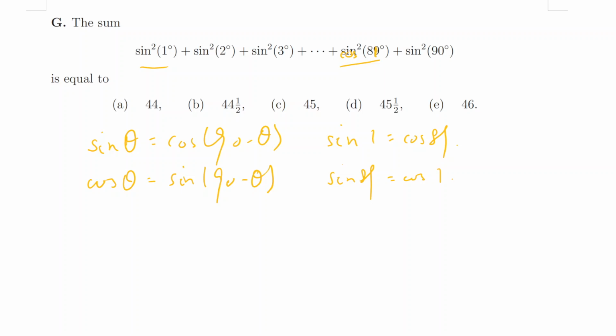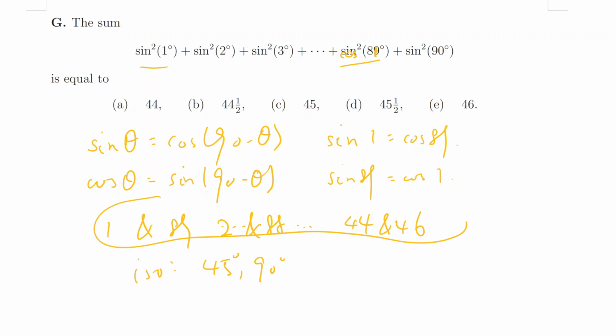So now you realize that these angles pair up with each other. 1 pairs with 89, 2 pairs with 88, and you work your way towards the middle, and your last pair is 44 and 46. So what are the isolated ones? The isolated ones are 45 and 90 degrees. We'll deal with that later.